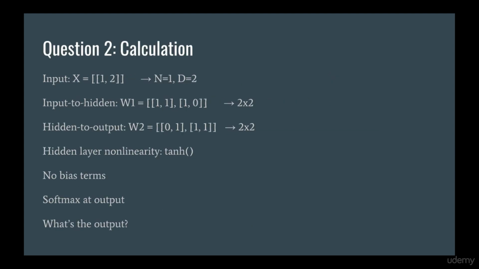Next question is a calculation question. We have an input x equals 1, 2. This is a matrix of size 1 by 2. That means there's one sample in 2 dimensions. The input to hidden weights are 1, 1, 1, 0. That's a 2 by 2 matrix. And the hidden to output weights are 0, 1, 1, 1. That's also a 2 by 2 matrix. Assume the hidden layer nonlinearity is the hyperbolic tangent and that the softmax is done at the final layer. There are no bias terms.